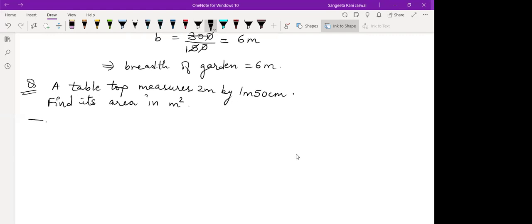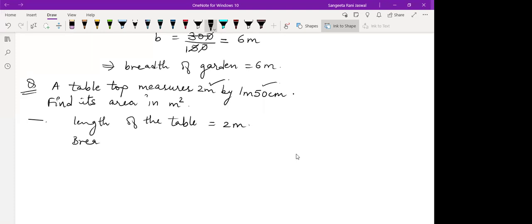So it is given as 2 meter by 1 meter 50 centimeters. So that means it's a rectangular shape of a tabletop. The longer side is the length, the shorter side is the breadth. So please write your first statement, length of the tabletop. Very good, Neha. Length of the tabletop is equal to given 2 meters.